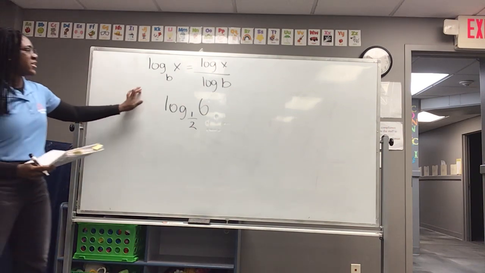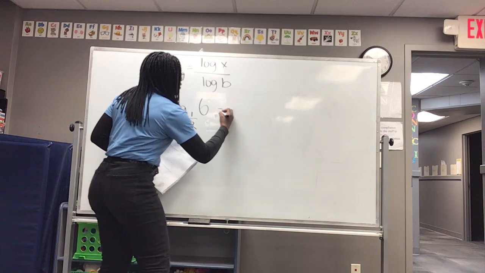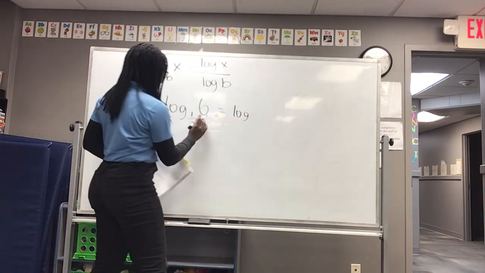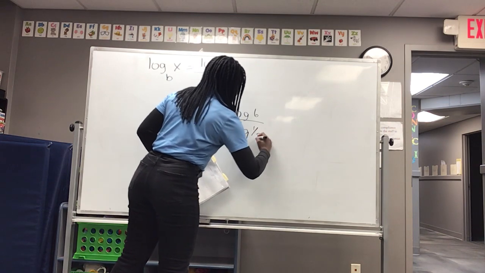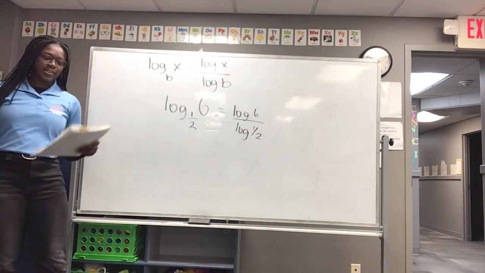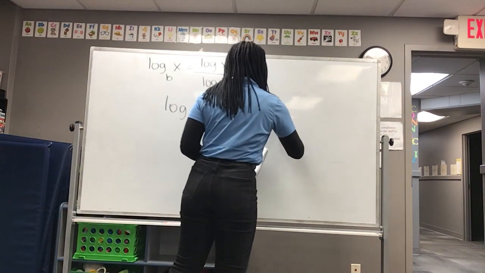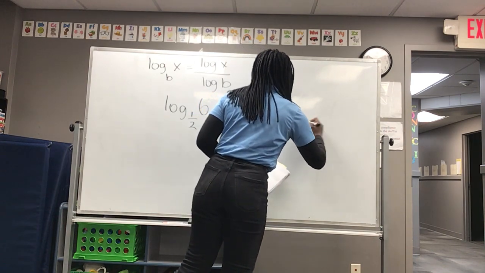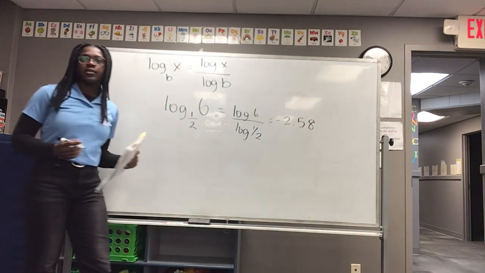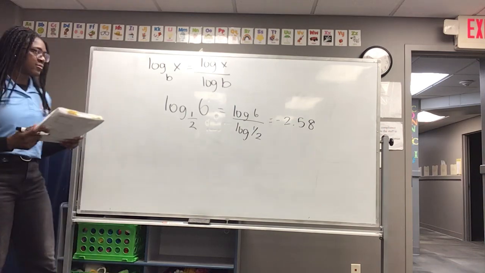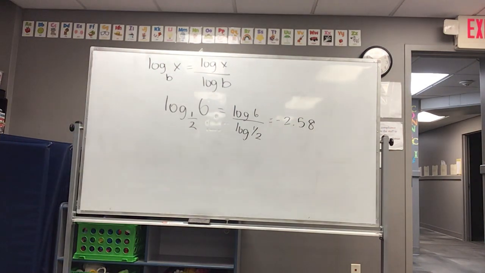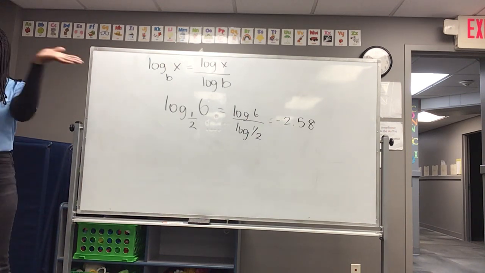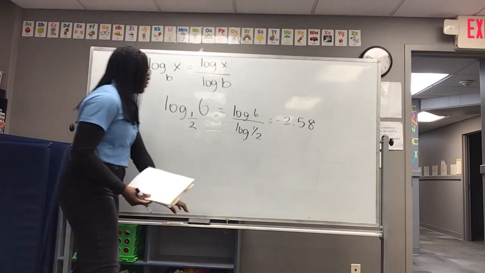Okay, so if I were to use my change of base formula, it'd be log 6 over log 1/2. And then if I type that into my calculator, you should get negative 2.58. Is that what you guys got? Yeah? Okay. So that was kind of like everything I wanted to go over today. We still have like 10 minutes left. So I'll give you guys some practice problems kind of covering everything we talked about.